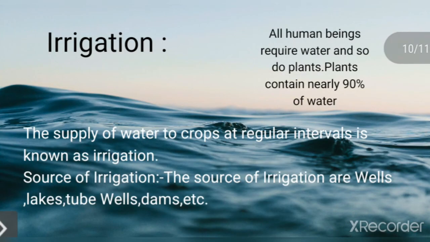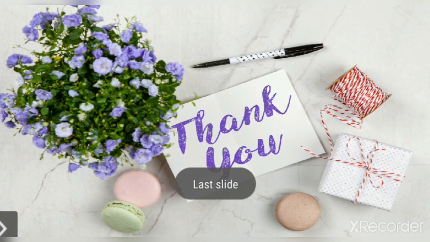So next we have irrigation. So the supply of water to crops at regular intervals is known as irrigation. Sources of irrigation are wells, tube wells, ponds, lakes, rivers, dams and canals. So all the human beings require water, and so do plants. Plants contain nearly 90% of water. Can you imagine?